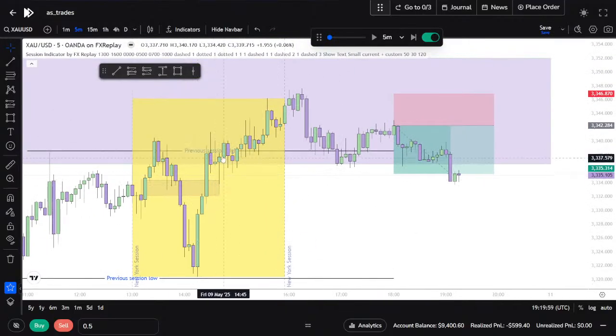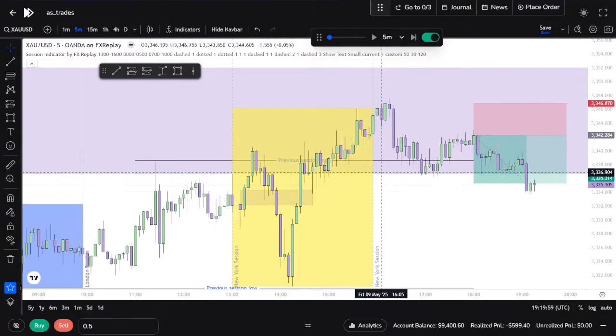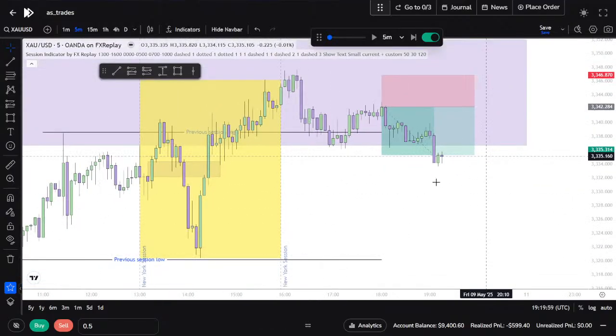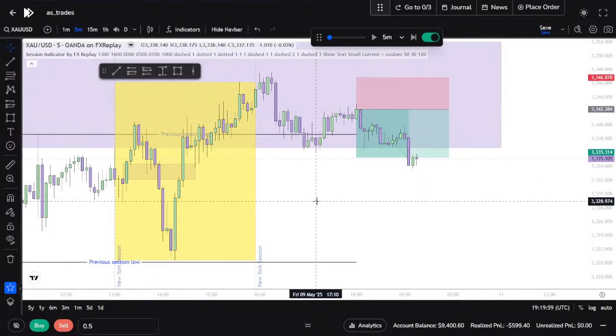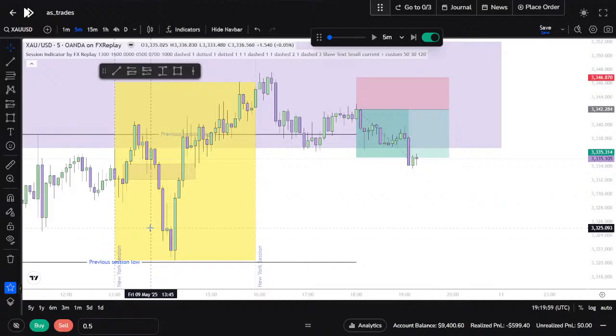So then I was waiting for some more confluence or anything, even though that would have been done for the day, because this is all one day. So I'm trying to make this as realistic as possible.